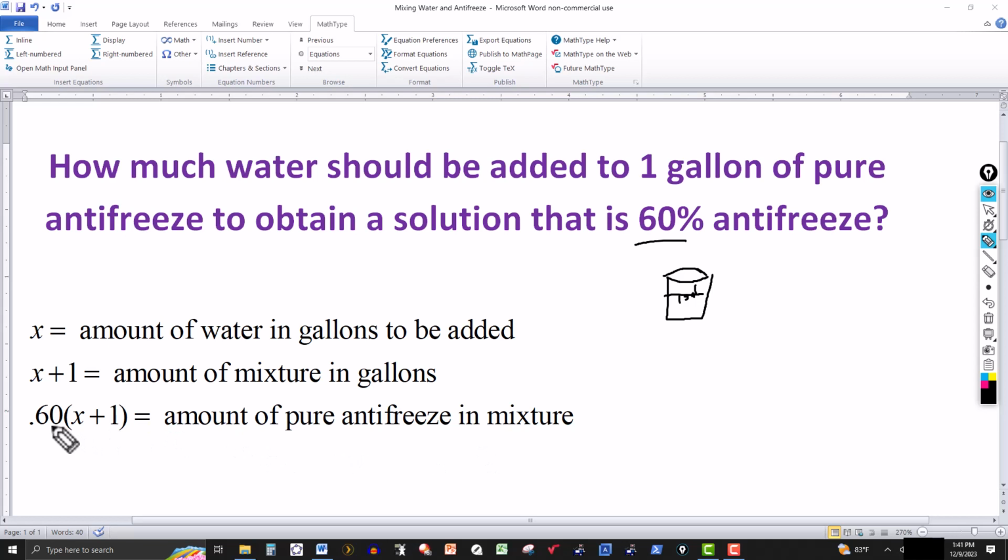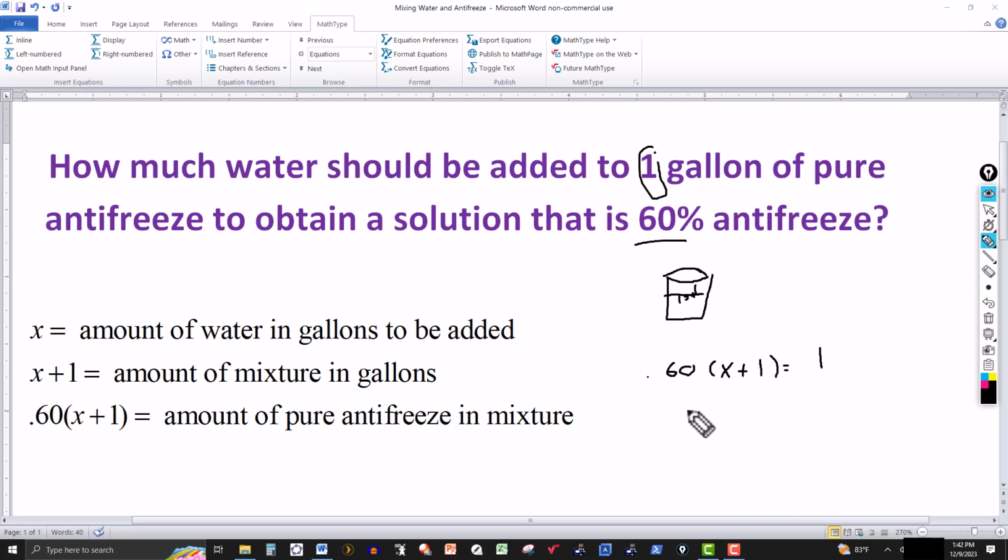So that means if I multiply the amount of gallons here by 60%, which in decimal form is 0.60, I'm supposed to get what? So 0.6 of this quantity, x plus 1, is supposed to give me the amount of pure antifreeze. Well, that I already know. It's 1 gallon. So this has to equal 1. All we got to do now is solve this equation.